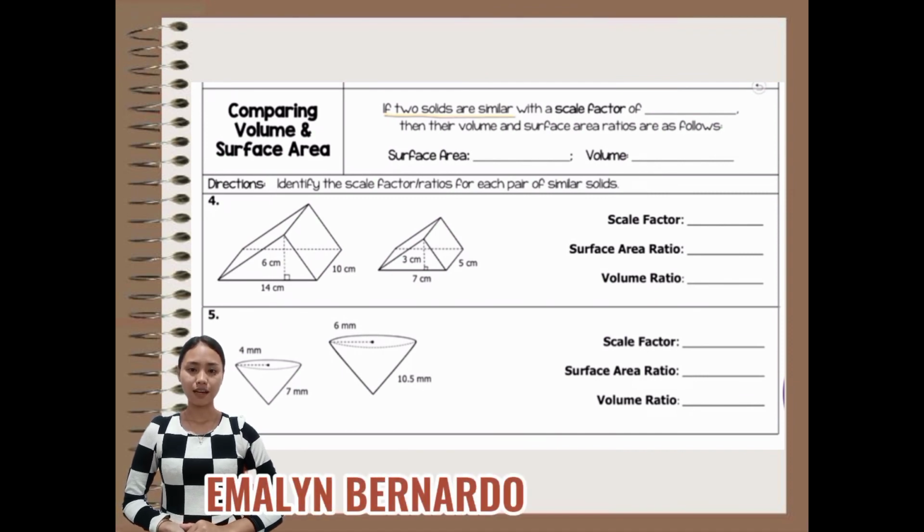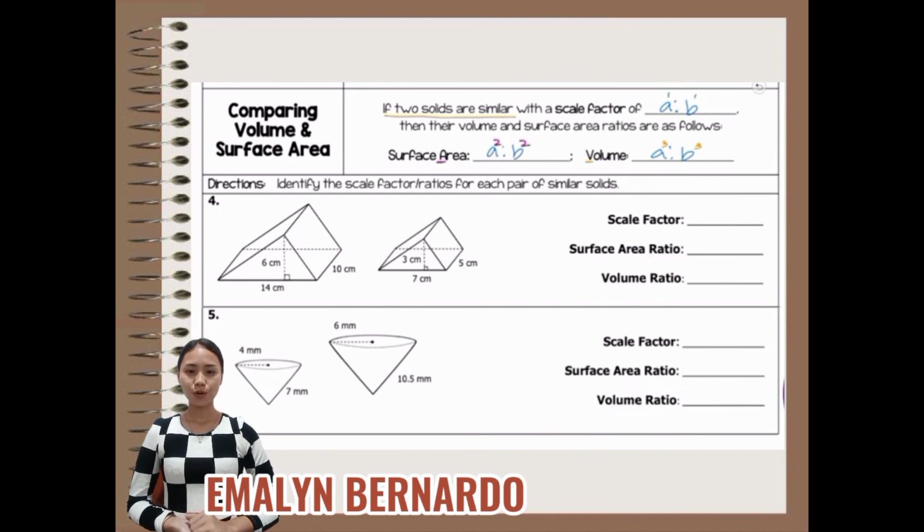Comparing volumes and surface area. If two solids are similar with a scale factor of A to B, then their volumes and surface areas are as follows. Surface area: use the original scale factor A to B, squared. Volumes: A to B, cubed. Remember the PAV, 1, 2, 3. So you have to use the original scale factor no matter what you have. Always level power down and power up to what you need. Always come back to your scale factor no matter what you're given, and then you can find the volumes and surface area.